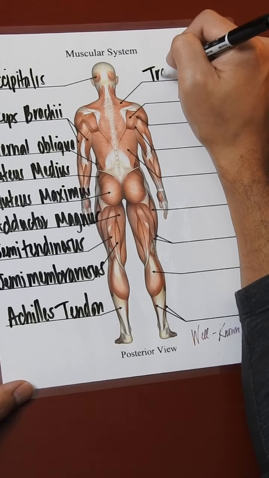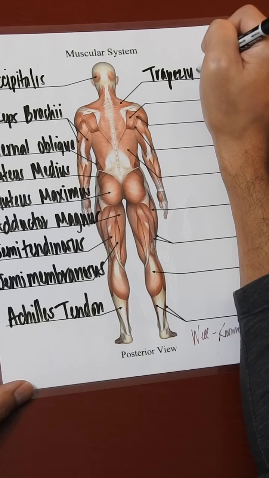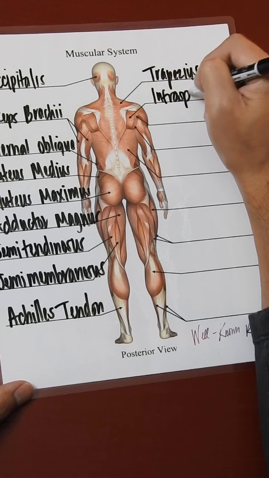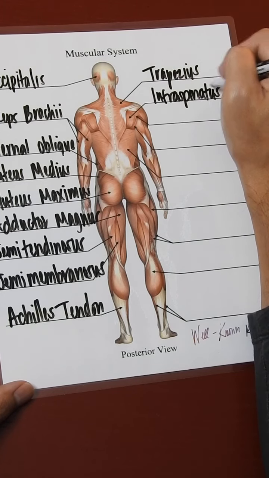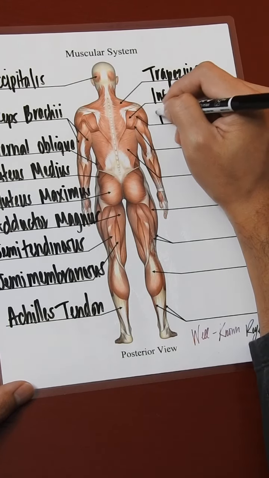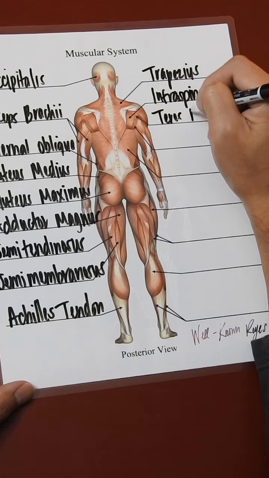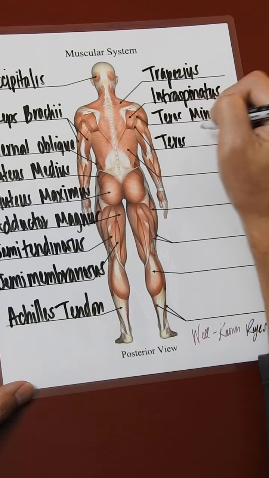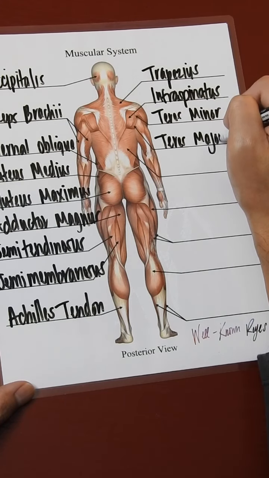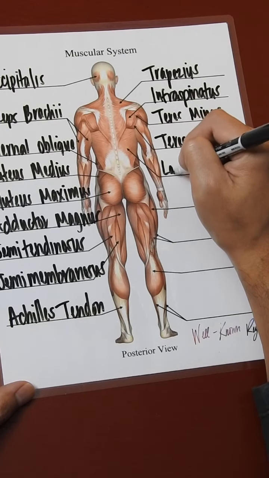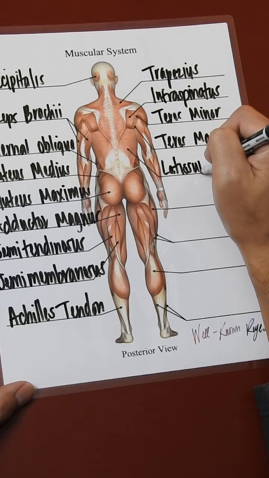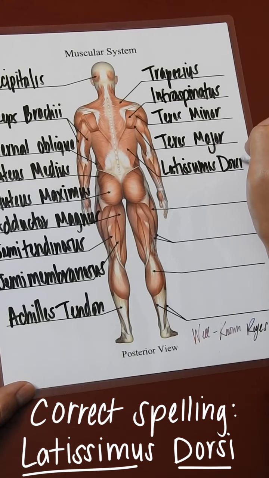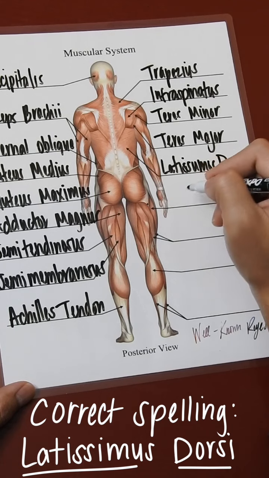the trapezius, the infraspinatus, the teres minor, the teres major, and the latissimus dorsi, which I did not spell right. I forgot an I right here, but I did come back and fix it once I knew that I missed it. So you'll see that here in a little bit.